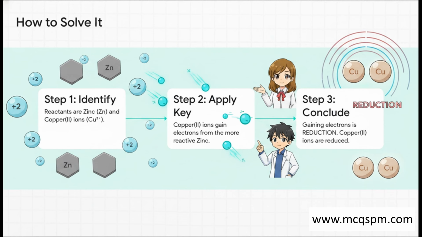Okay, step two, let's use our master key, the electron key. Now you know from the reactivity series that zinc is more reactive than copper. That means zinc is the one that's going to lose electrons. So where do those electrons go? Well, they have to go somewhere. They're picked up or gained by the copper ions. And what does our mnemonic OIL RIG tell us? Reduction is gain. So our conclusion? The copper(II) ions are reduced.